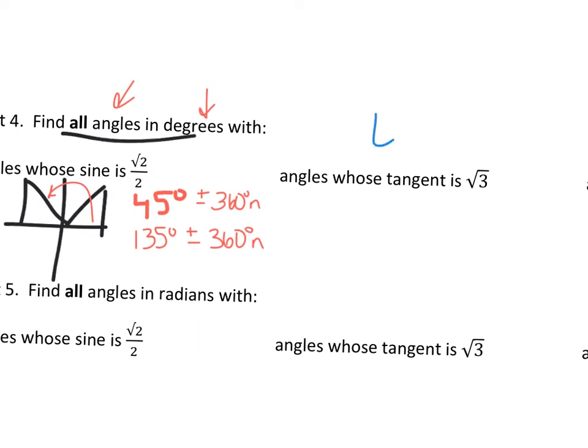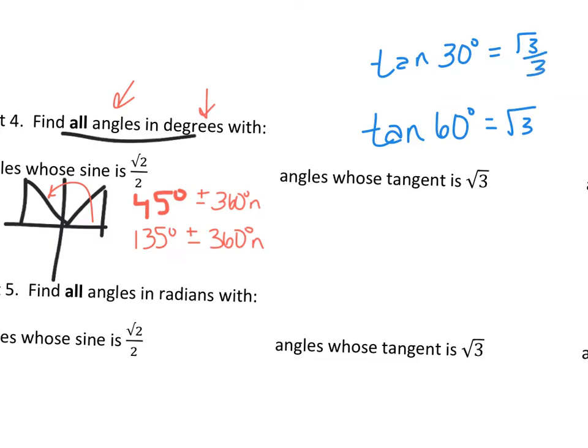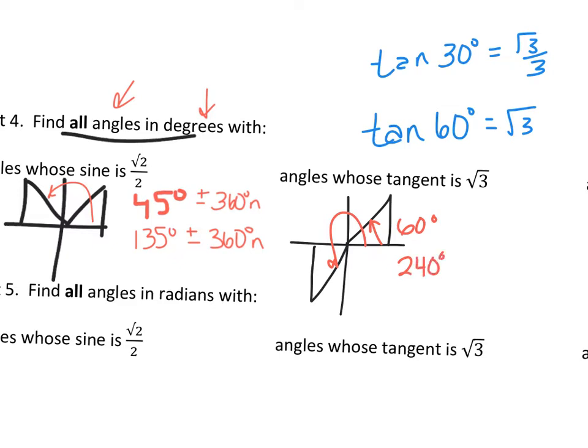So we know that the tangent of 60 degrees is equal to root 3. And you should also know that the tangent of 30 degrees is equal to root 3 over 3. Tangent is positive in the first quadrant and the third quadrant, because tangent is y divided by x, and y and x are both negative. So this angle we already established is 60 degrees, but this other angle is going to be 240 degrees. But we want all the angles in degrees, so we're going to add plus or minus 360 degrees N.